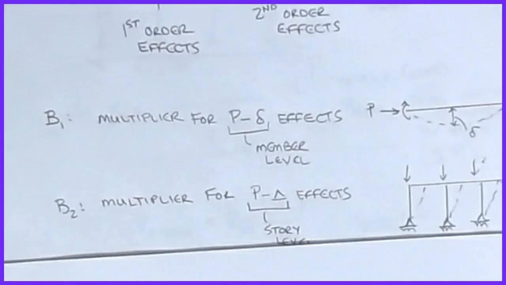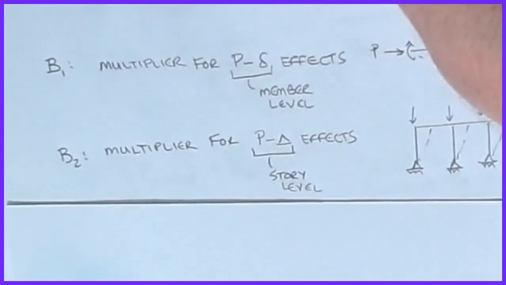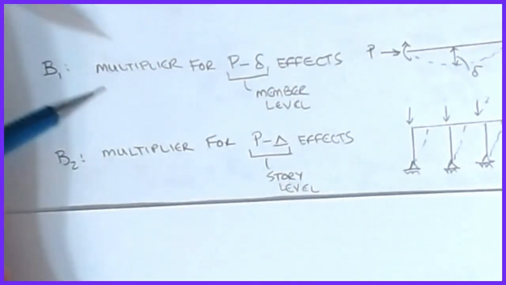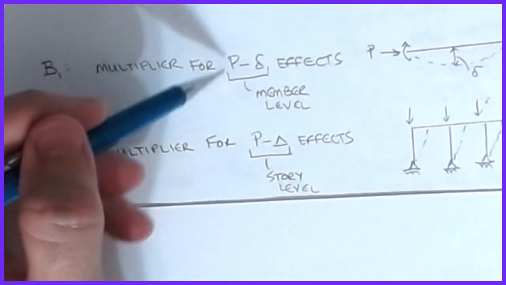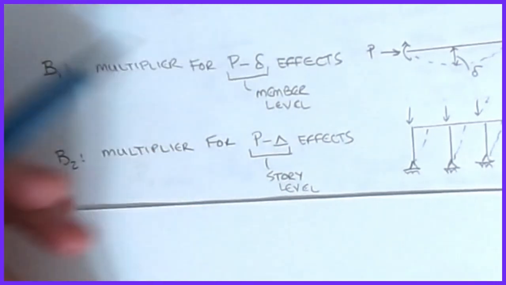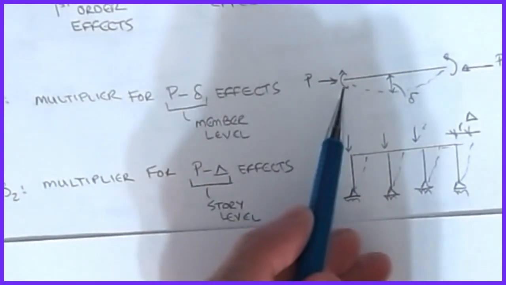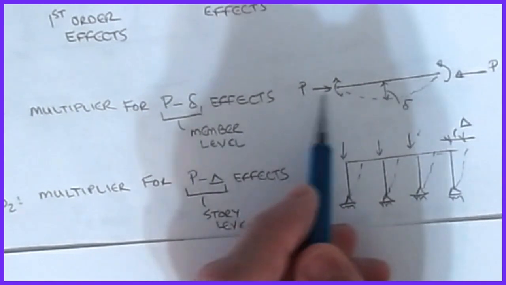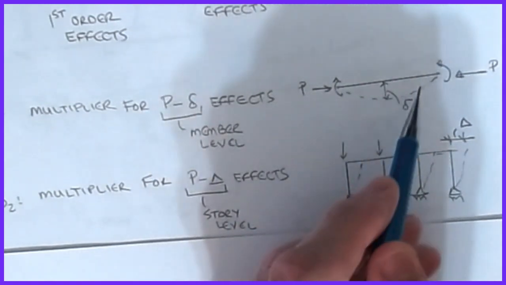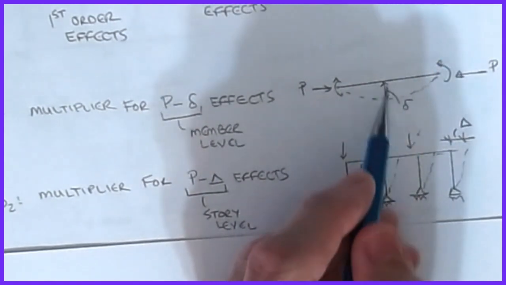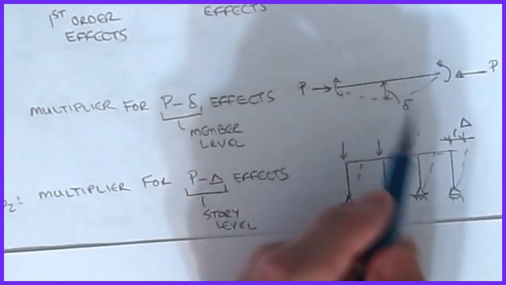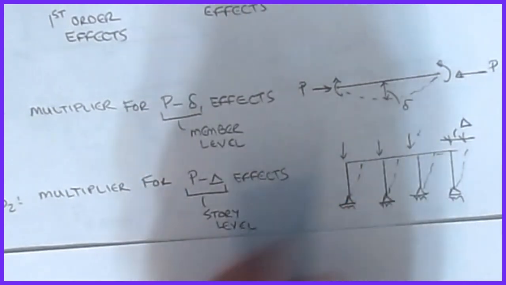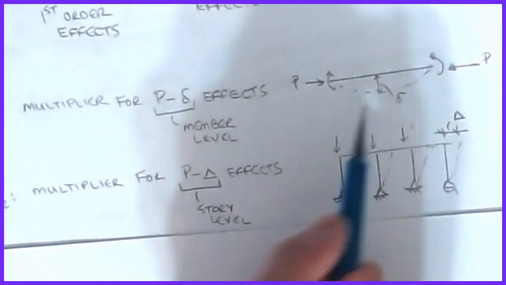So let's talk a little bit about what those factors are, okay? The first one we're going to look at is the B1, okay? The way AISC writes this is a multiplier for these P little delta effects, okay? And this is basically a behavior of the member itself. Relative to the member's endpoints, if I put a compressive load on this, it's going to want to bow a little bit if it starts to buckle, okay? And the amount that it bows is related to its stiffness, related to the Euler equation, which we'll show you in a second, okay? And they always refer to this as the little delta, if you will, okay?